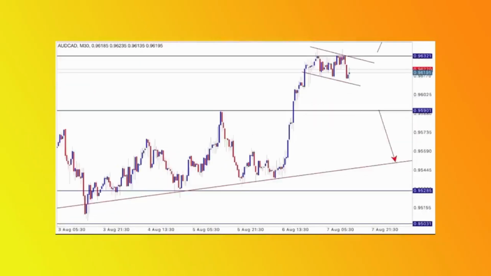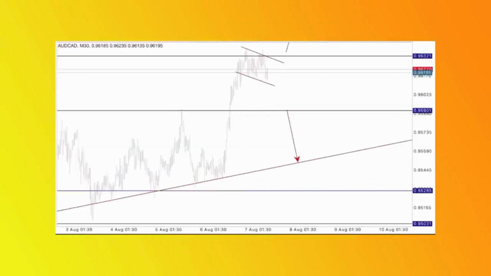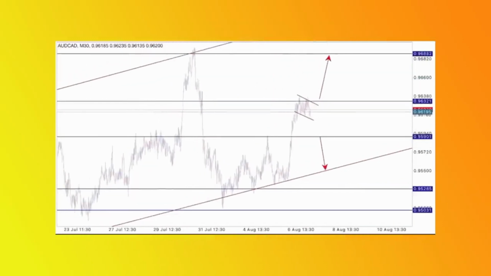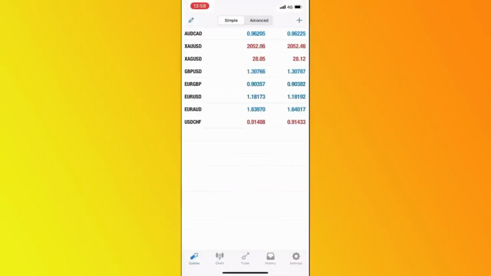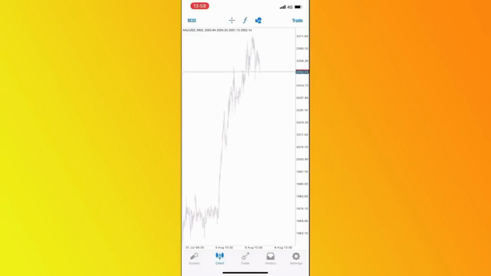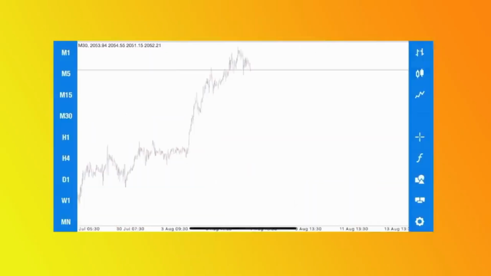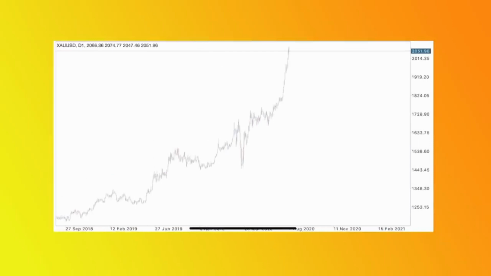So currently for AUDCAD, we are done. This is how you're going to be approaching the market on this specific trading instrument. Next, we're going to look at what? XAUUSD. So in order for you to trade XAUUSD, you know that this trading instrument is a metal. So this is how metals work.